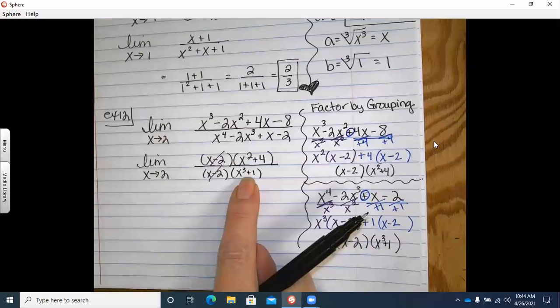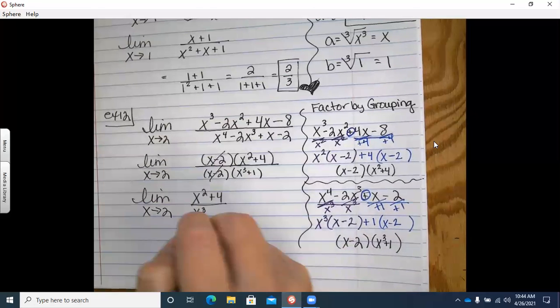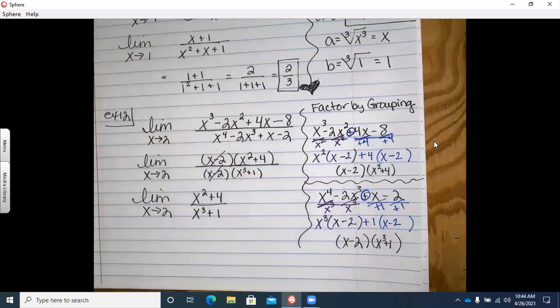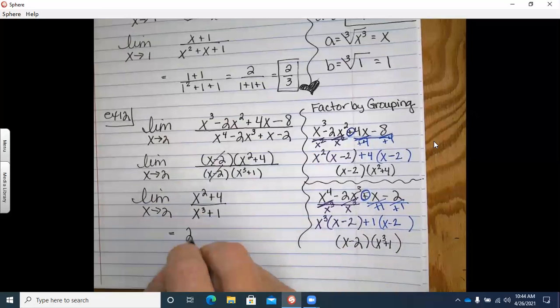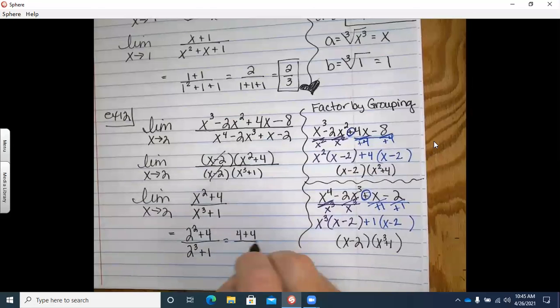So what is the limit as x approaches 2 of x squared plus 4, quantity divided by x cubed plus 1? Again, x cubed plus 1 is a sum of cubes. I can factor it, but it's not necessary, because I can now do direct substitution and I won't get a 0 in the denominator. In the numerator, 2 squared is 4, so I have 4 plus 4. In the denominator, 2 cubed is 8, so 8 plus 1 gives me 8/9. That cannot be reduced. That is my answer.